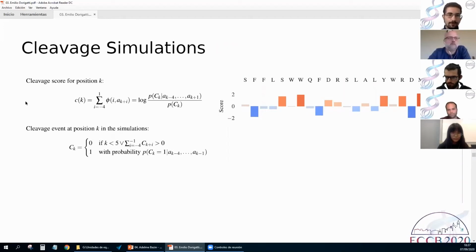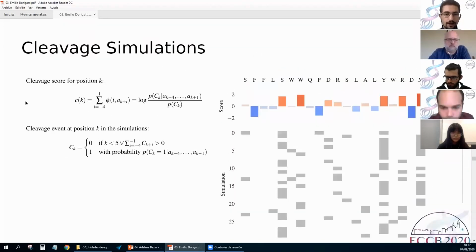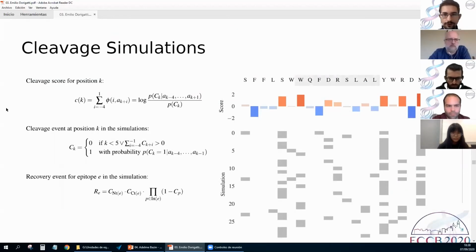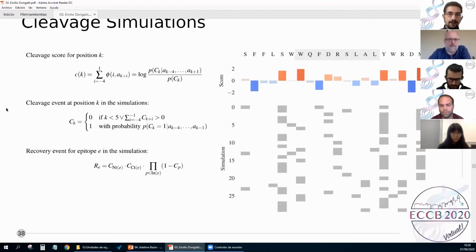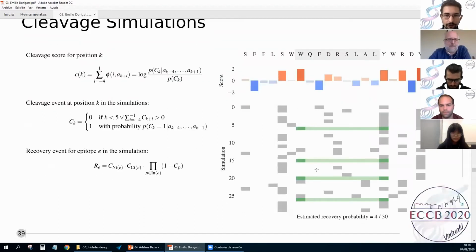We take several samples from this stochastic process, in this example 30, and you can see the gray boxes indicate that cleavage happened in a certain position. Now, since we are interested in the epitopes, consider this epitope here, for example. We say that this epitope is recovered from the vaccine if it is cleaved at the boundaries and not inside. And this, for example, happened in these 4 simulations. So cleavage happened here and here, which are the terminals, and not here, which is inside. And so we estimate the recovery probability of this epitope to be 4/30 or 13%.